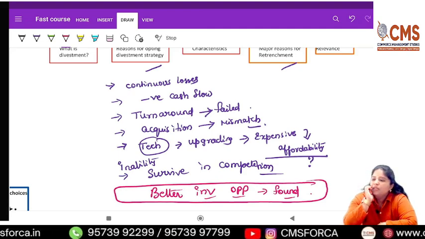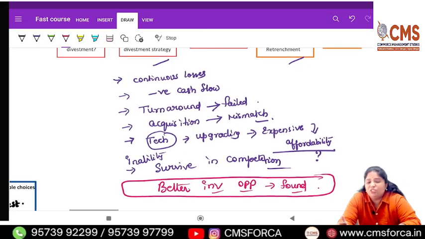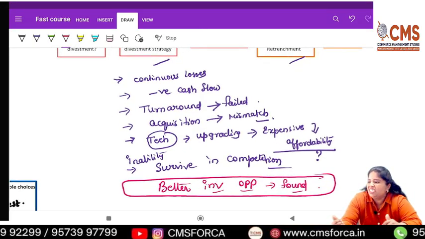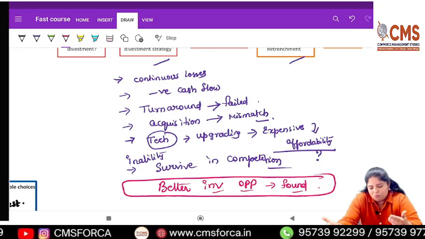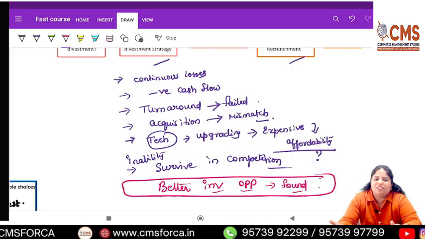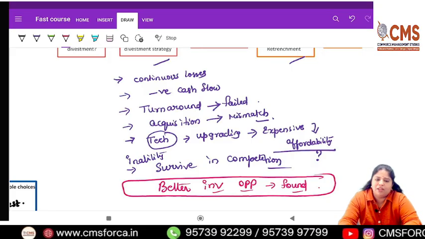So these are the key aspects that you need to learn here: what is divestment, reasons for choosing divestment, and whether it is divestment or retrenchment, you can focus on the same line of points.